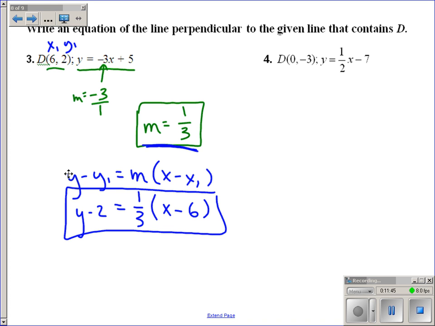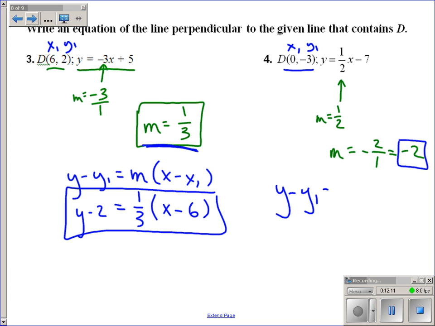Okay, one more example. The slope of this line is 1/2. But the slope of my perpendicular line will be the negative reciprocal of that. So I flip it over and change the sign, and I get m is equal to negative 2 over 1, or negative 2. So I use this slope and this point, x1, y1. Y minus y1 is equal to m parenthesis x minus x1. Y minus a negative 3. So y minus a negative 3 is y plus 3 is equal to negative 2 parenthesis x minus 0. And I'll leave it just like this.